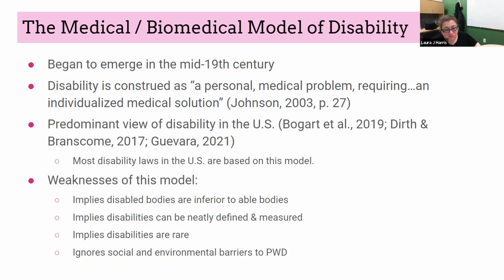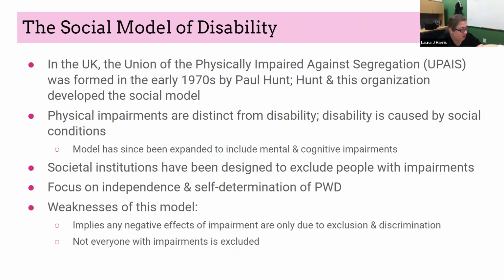And the last weakness that I want to talk about is that this model totally ignores social and environmental barriers to people with disabilities. And that is a great segue into the next model, which is the social model of disability. This emerged in the UK in the 70s by a guy named Paul Hunt. And as I recall, Paul Hunt was disabled himself. I think he was living in an institution and didn't want to be living in an institution. He wanted to be independent.